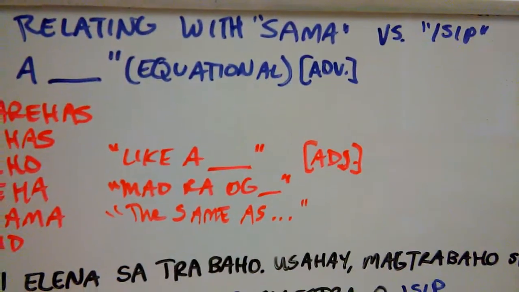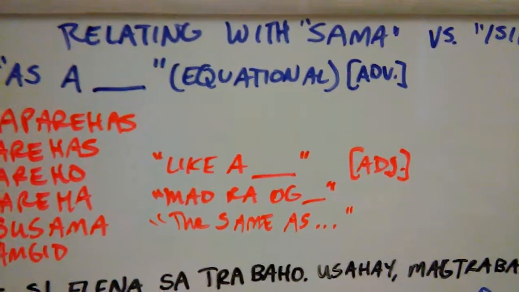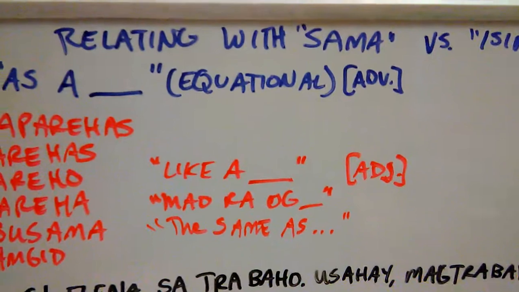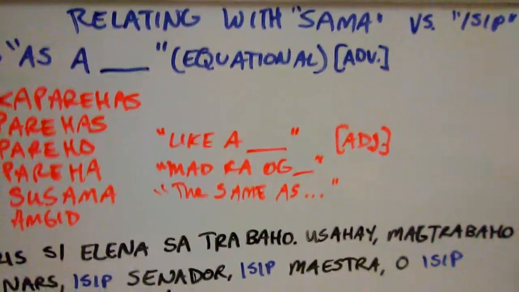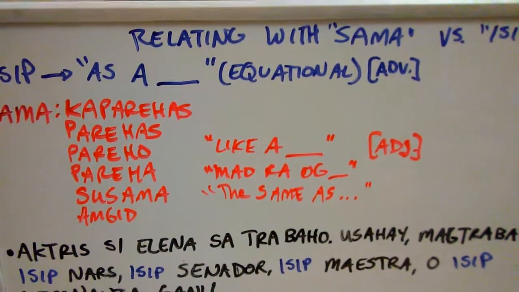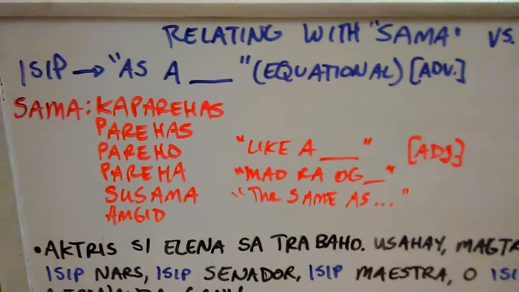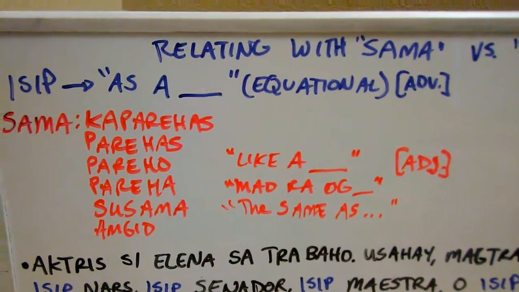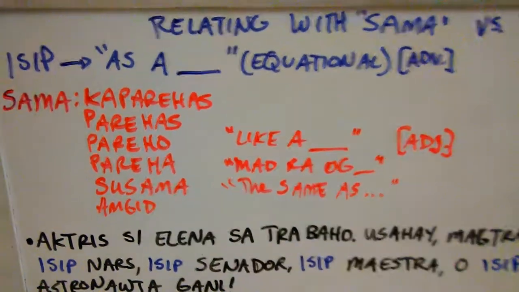All right, what's the use with sama and isip? Let's talk about the differentiation between them and the usage between them, because this can be a little funky. So this one will be relating with either sama or isip. Right? And the main thing to focus here is that isip is an adverb, while sama, as well as the following words that are related to sama or are synonymous with sama, are adjective kind of descriptions, okay?